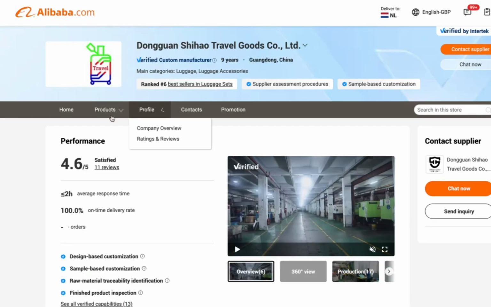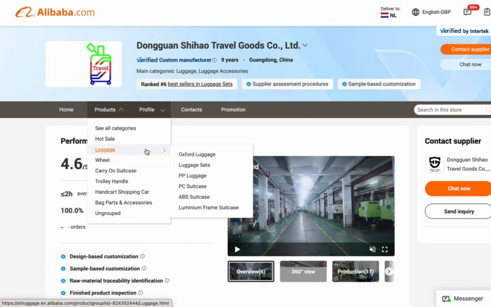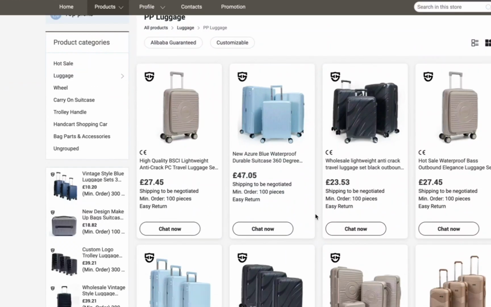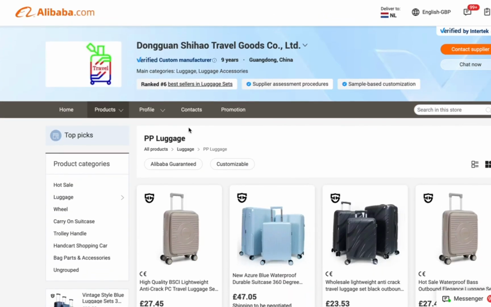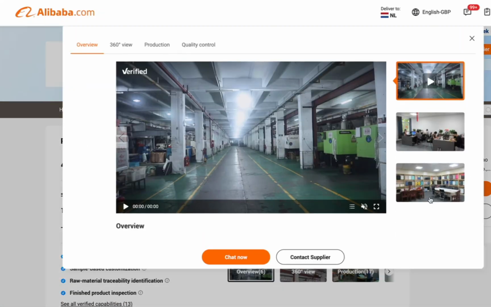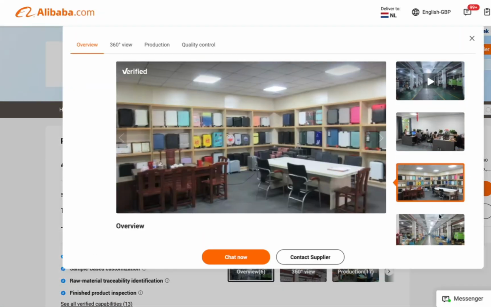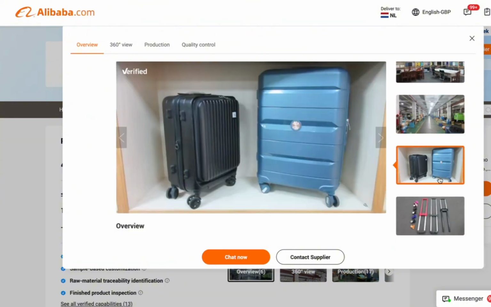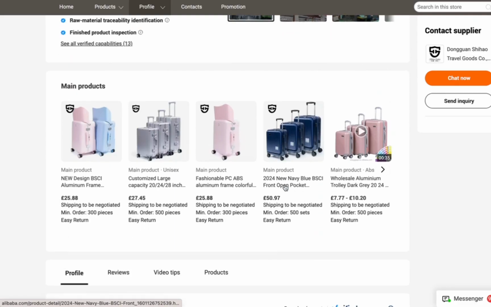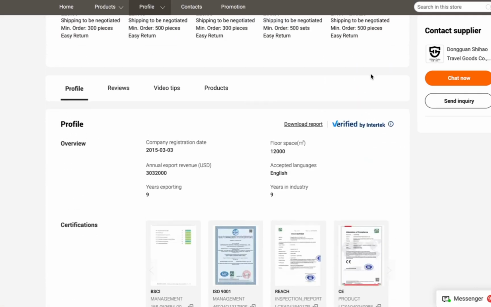I see they offer a wide variety of PP and ABS suitcases. Next, we move to their company profile. We review photos and videos of their production facilities, warehouses, and showrooms. We check this to make sure that they keep their facilities neat and clean, and also to understand their production capabilities. Sometimes just by looking at their facility pictures, we can understand which production steps they handle in-house and which they outsource.